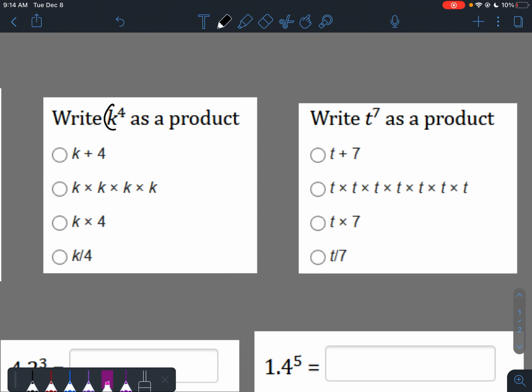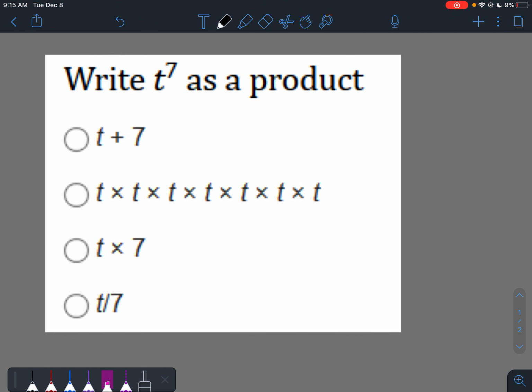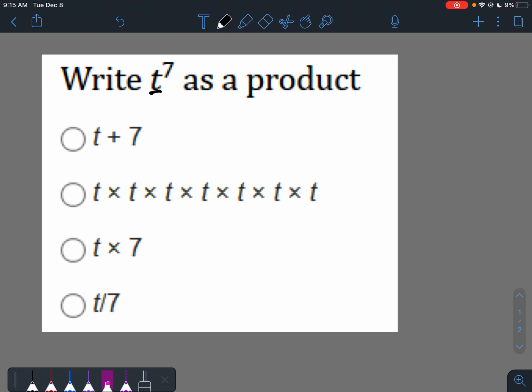Now notice this is not a number. That's okay. It's a variable, which is a number, so it's going to be treated the same way. So k is going to be written out 4 times. So k times k times k times k. And which one of those is that? That is this one. And then lastly here, we know that t is going to be the base. It's going to be written out 7 times.